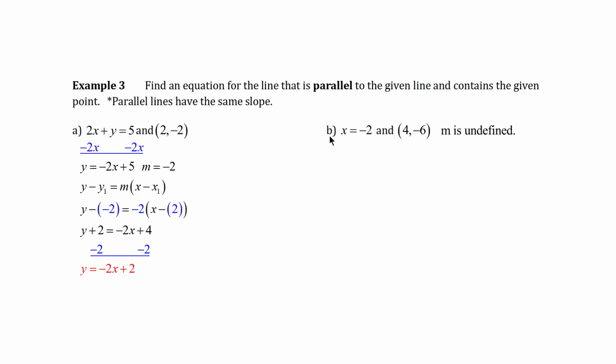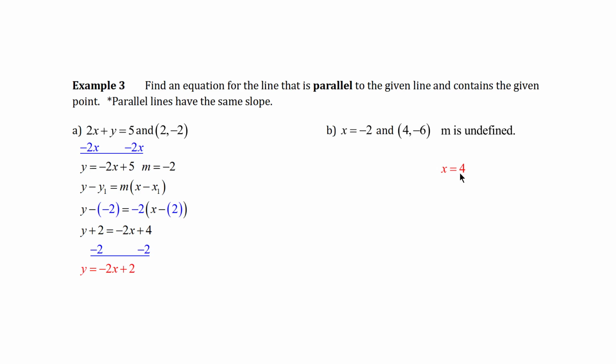Moving on to part B, we need to find the equation of a line that is parallel to x equals negative 2 and goes through the point 4, negative 6. Since we have the equation x equals negative 2, this tells me that we're working with a vertical line and the slope here is undefined. Now all we need to do here is write the equation for a vertical line going through the point 4, negative 6. This would just be x equals 4.